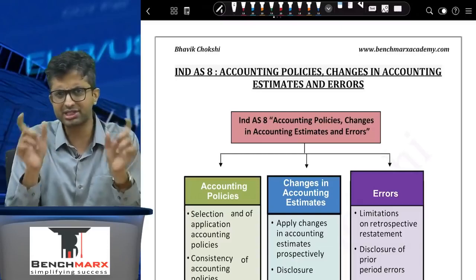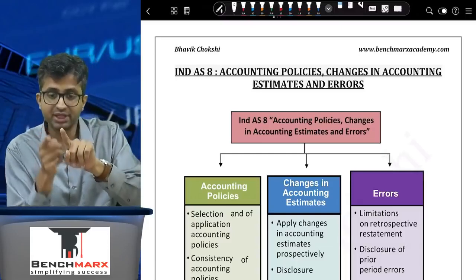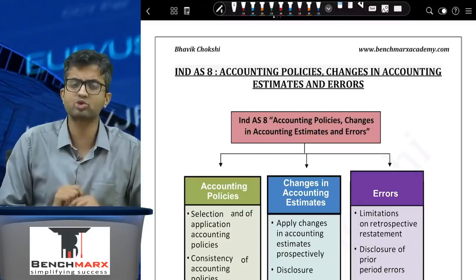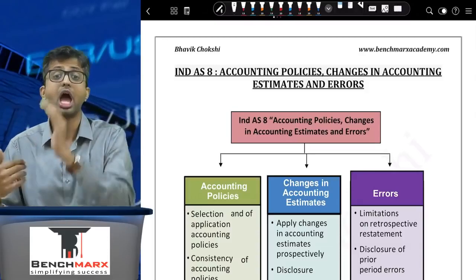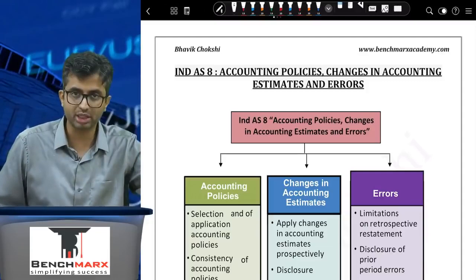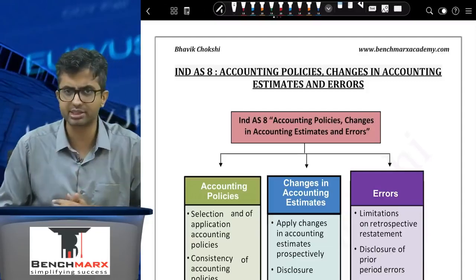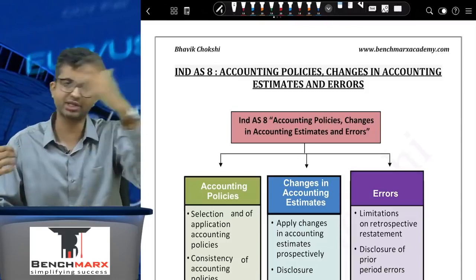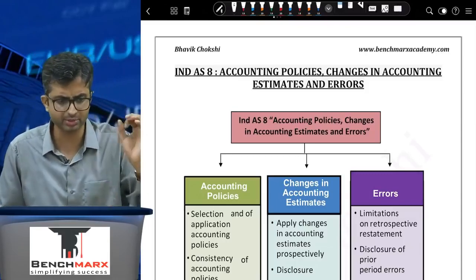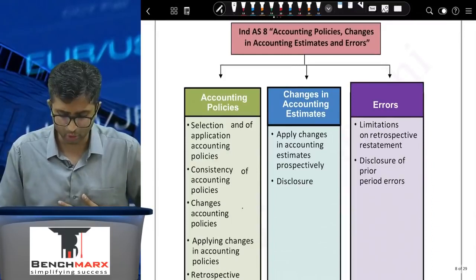So a retrospective restatement or application happens if the error or the change in accounting policy pertains to the immediately preceding year, then line by line in the immediately preceding period. If it pertains to a period prior to the immediately preceding year, then the opening balances of the respective items like inventory and retained earnings, fixed assets and retained earnings, depending on the error items, will be adjusted. So that is about error.